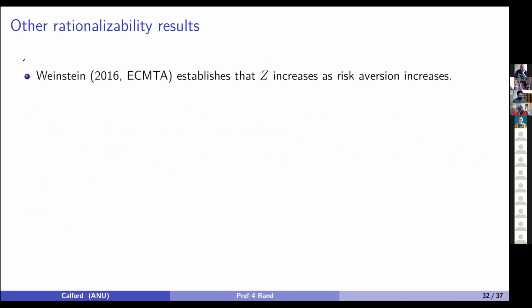This is what I want to talk about a little bit in the time that I've got left: the relationship to some other rationalizability results in the literature. It's worth pointing out that Weinstein established, and I'm just going to use Z as a placeholder here for the set of rationalizable strategies in each case, that Z increases as risk aversion increases. You can think about the Borges set as very large, and the set of possible strategies you could play expands as your risk preferences get bigger.